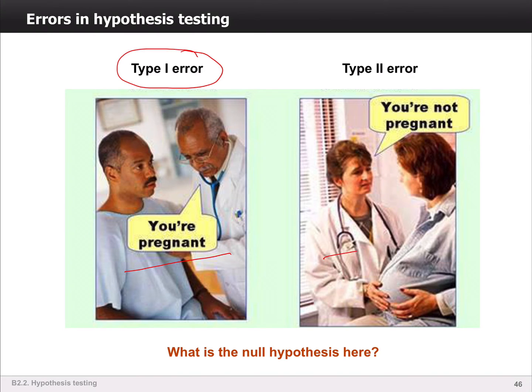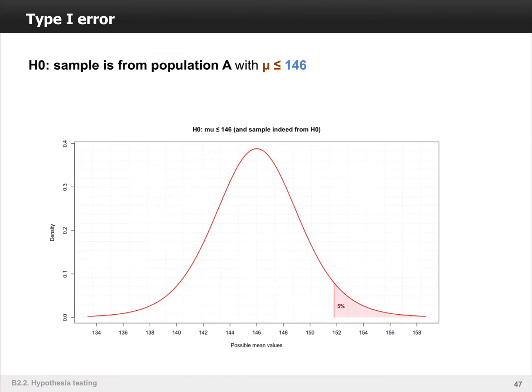In the second case, the person is apparently pregnant, but we cannot reject the null hypothesis. So we say you are not pregnant. This is a type 2 error. So when we cannot reject the null hypothesis, but the null hypothesis is not correct, then it's a type 2 error. Okay. Now let's discuss it with a little bit more real-life examples.